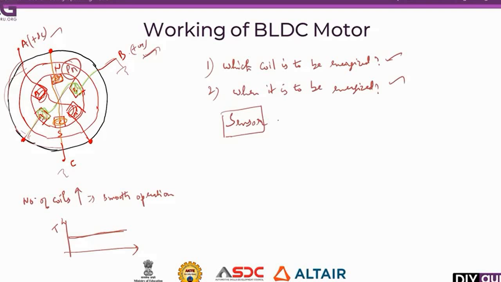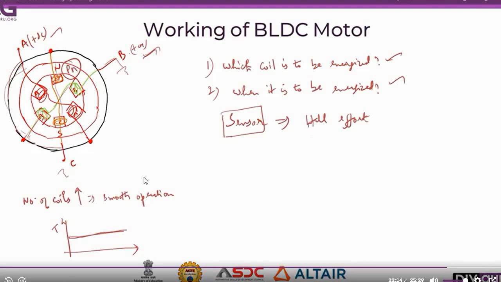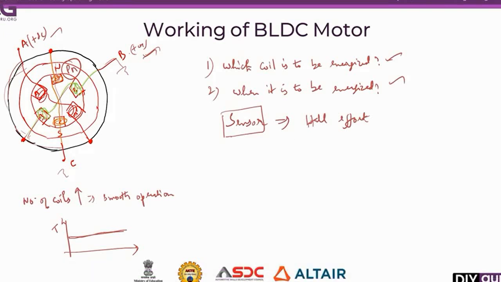The sensor mainly used here is a Hall effect sensor. This shows the position of the coil. Depending upon the position of the coil, with the help of a controller, we can give the firing pulse. So here, let us take this as a controller. Controller is nothing but a combination of logic gates. Here you will be having a pair of switches connected to a single winding. There are many circuits. For simplicity, I am drawing in this fashion.